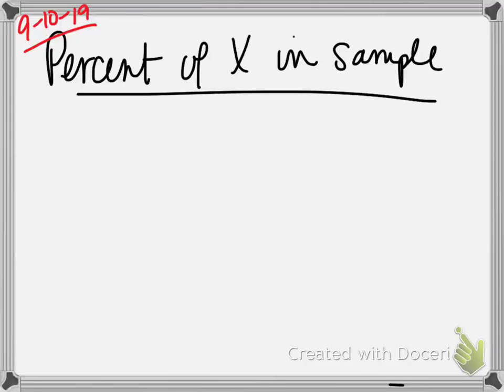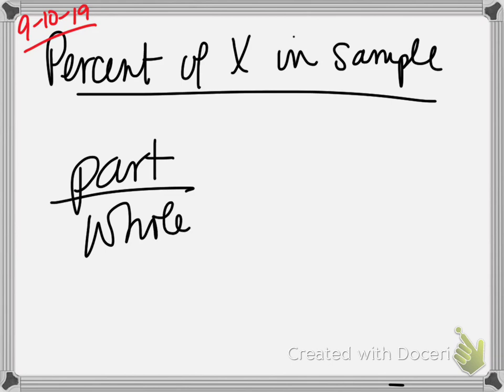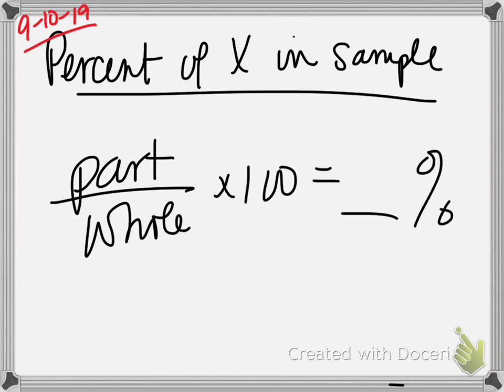Percent is always about the part divided by the whole, times 100 gives you a number as a percentage. So you know that intuitively, whether you know how to describe it is a different question.